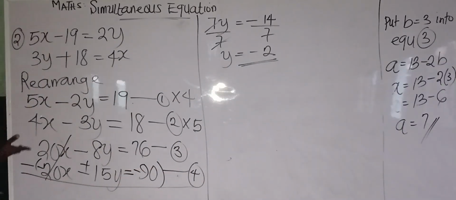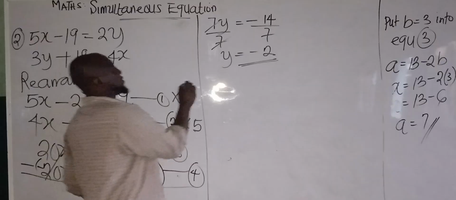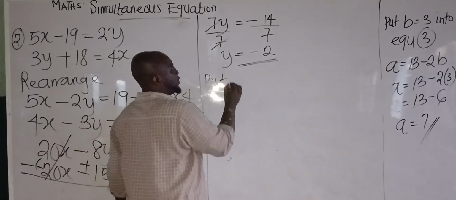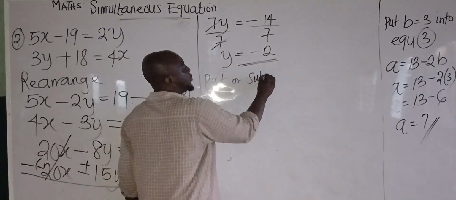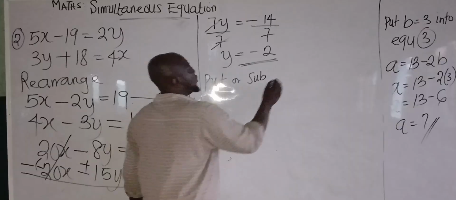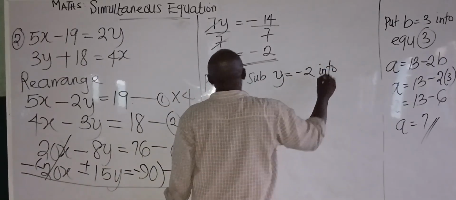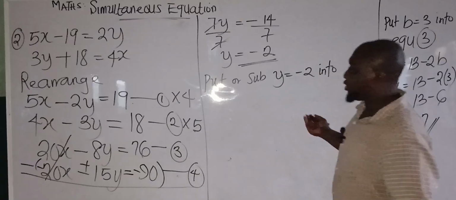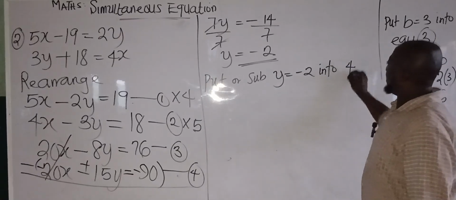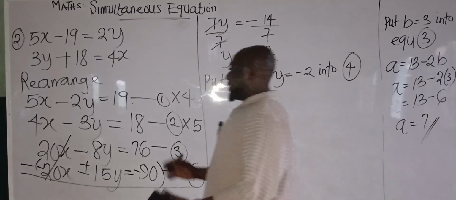Now, I've not gotten my x. So what do I do now? I'll say put or substitute. Anyone you like to use, you put or substitute. Anyone you are correct. So y equals to minus 2 into any equation of your choice. Let me use equation 4. Any equation of your choice, we're going to get the same answer.